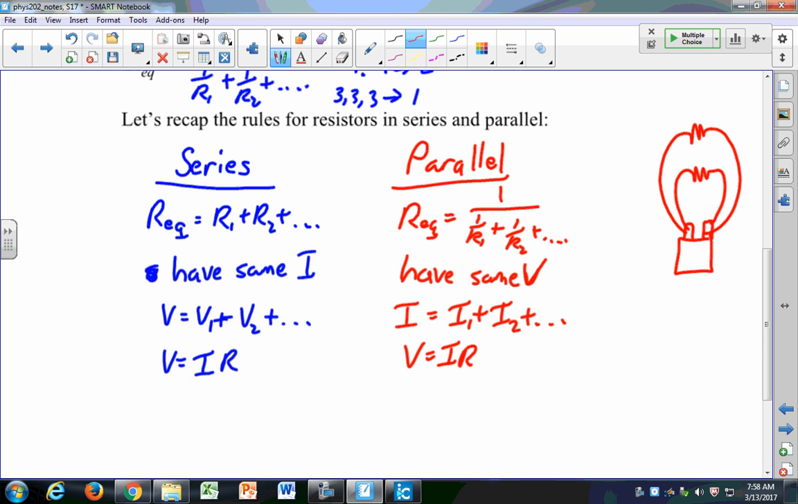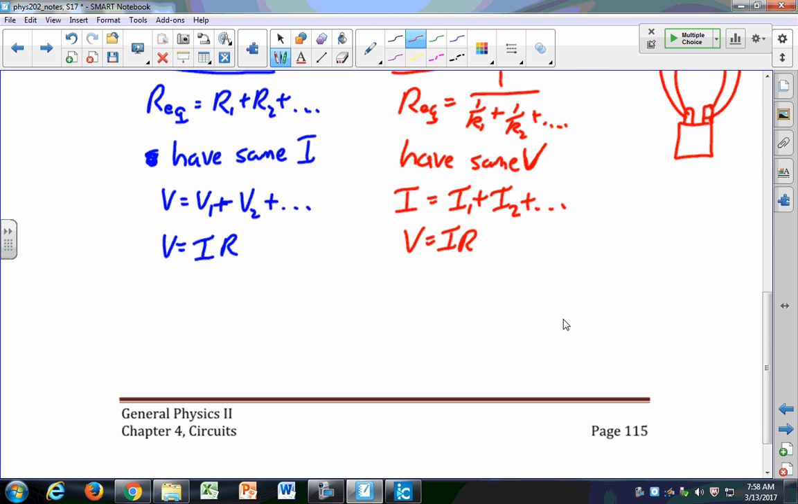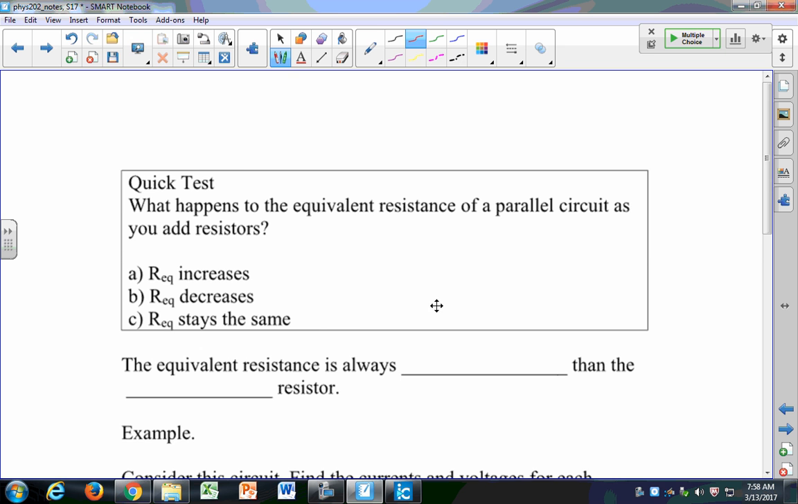So notice how the rules sort of parallel one another. Have the same current, have the same voltage. The voltage equals the sum of the voltages, current equals the sum of the currents, and then our equivalents are similar but different. Let's see, let's do an example. Or no, let's do this.